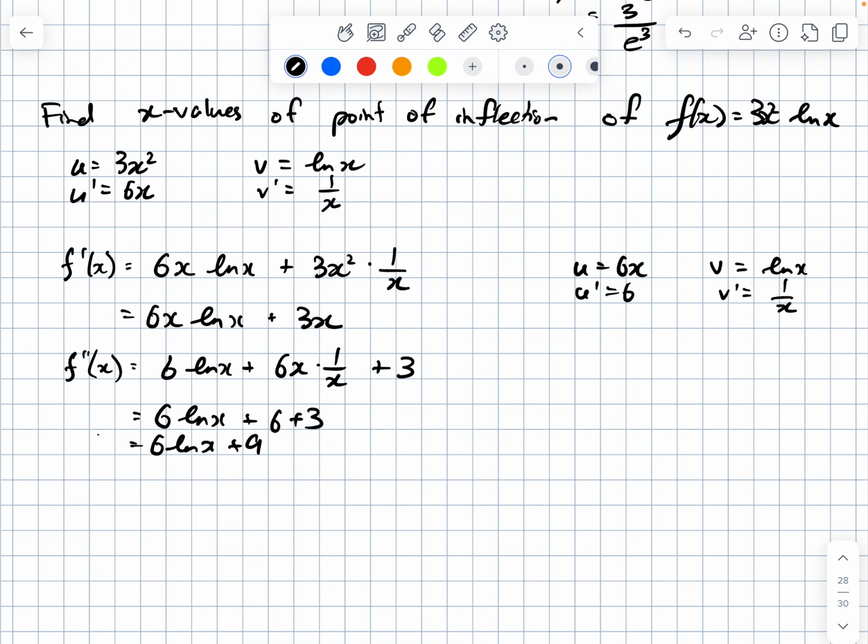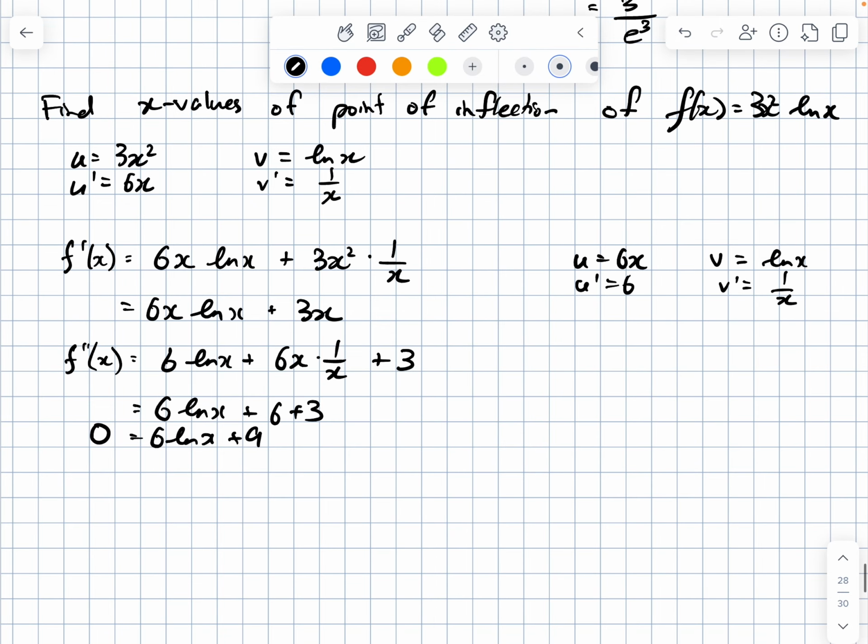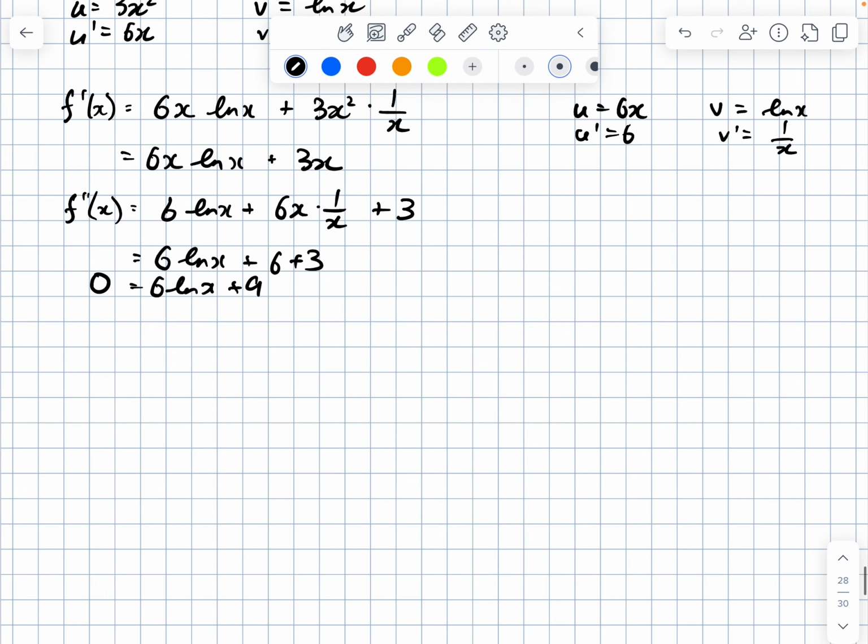As the question asks for the point of inflection, that's when the second derivative equals 0. We're going to make this equal to 0. Solving, subtract 9, divide by 6 to get negative 3 halves, and in order to solve a ln, you're going to e the other side to get x equals e to the power of negative 3 over 2.